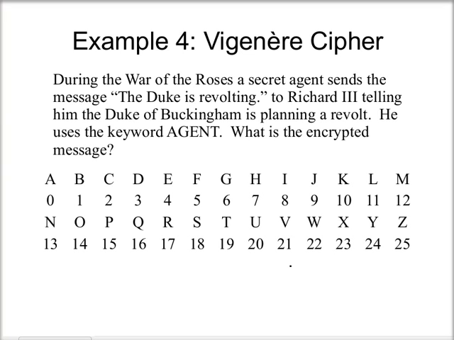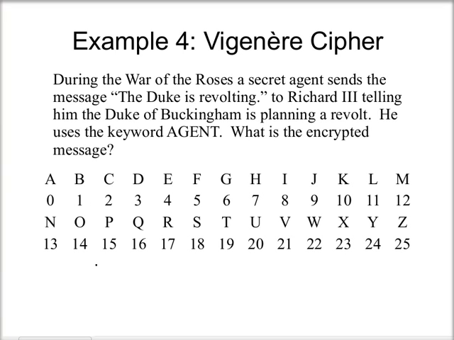So let's look at an example of a Vigenère cipher. During the War of the Roses, a secret agent sends the message "The Duke is revolting" to Richard III, telling him that the Duke of Buckingham is planning a revolt. He uses the keyword agent. What is the encrypted message?